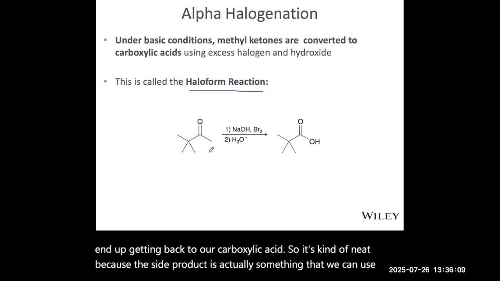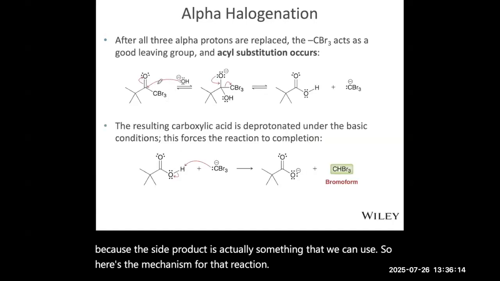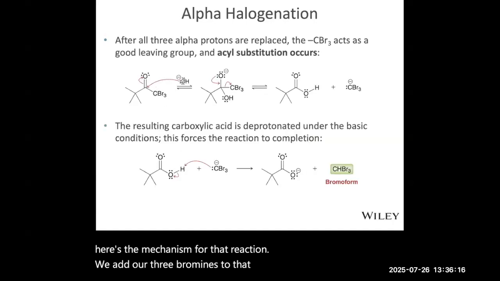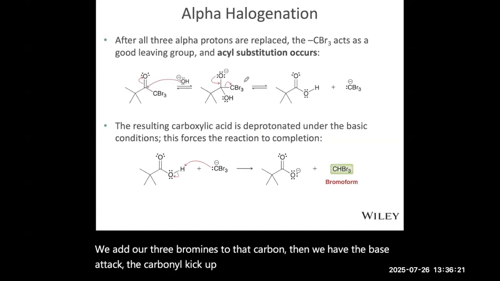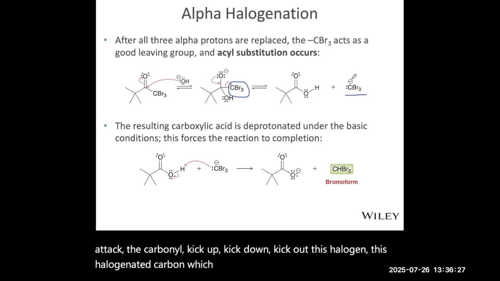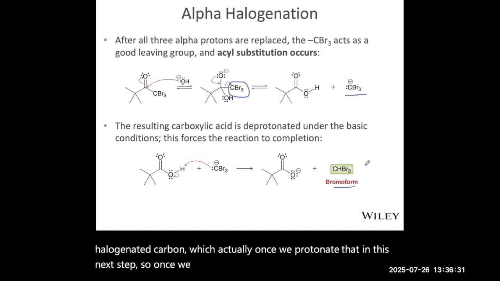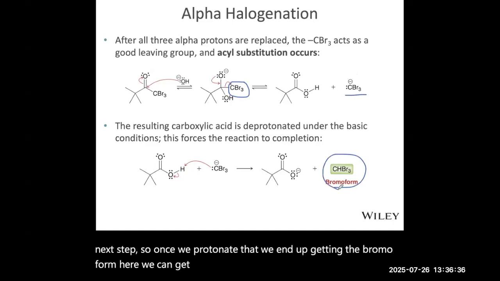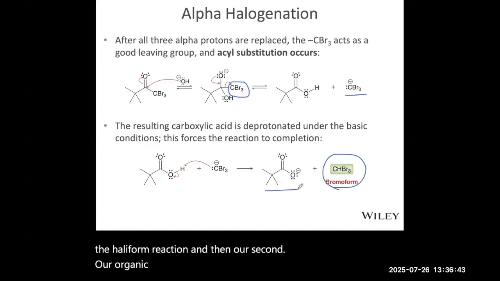So here's the mechanism for that reaction. We add our 3 bromines to that carbon. Then we have the base attack the carbonyl, kick up, kick down, kick out this halogenated carbon, which actually, once we protonate that in this next step, we end up getting the bromoform here. We can get chloroform. In general, this is just called the haloform reaction. And then our organic product is going to be the carboxylic acid.